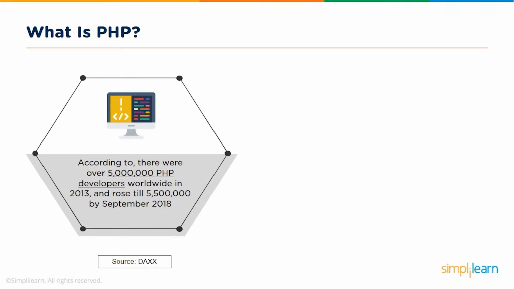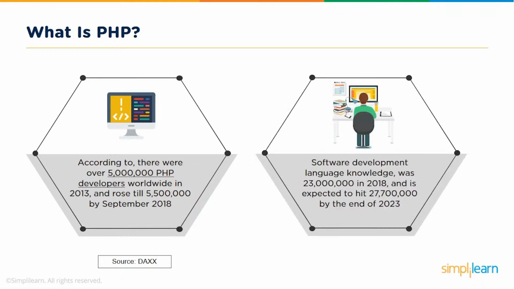For comparison, it should be noted that the number of software developers worldwide, regardless of software development language knowledge, was 23 million in 2018 and is expected to hit 26,400,000 by the end of 2019 and 27,070,000 by the end of 2023. These stats are enough to understand that PHP developers have a good career in the future too.